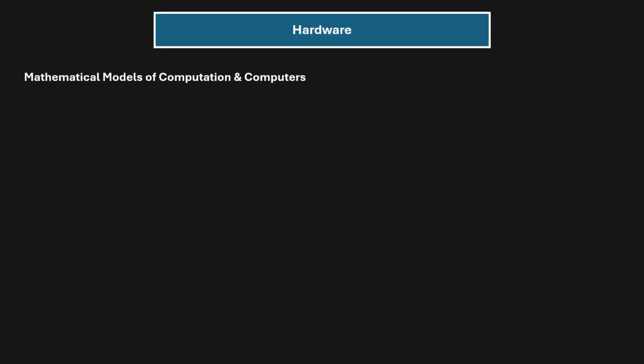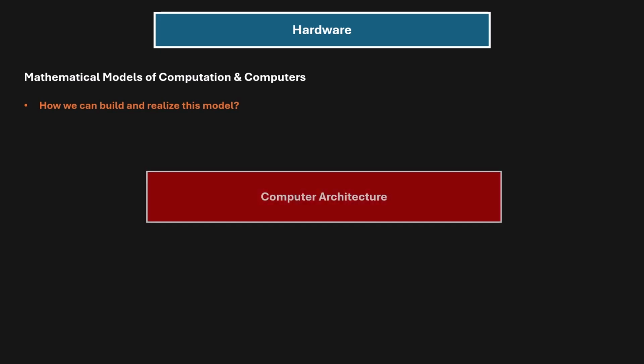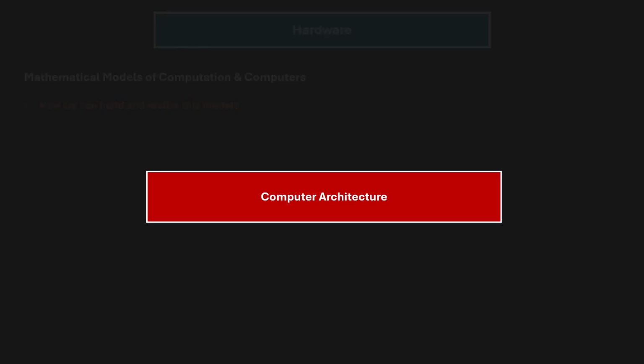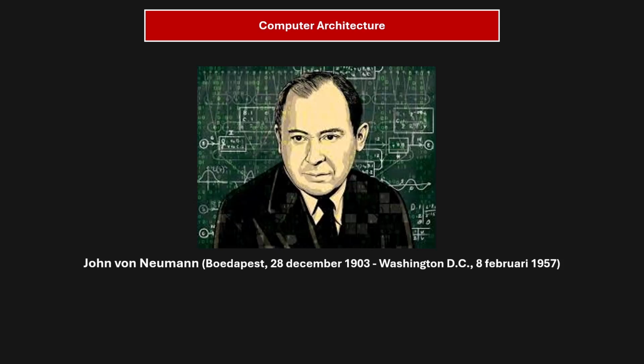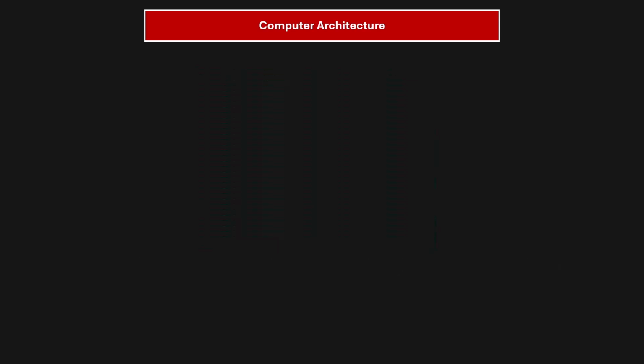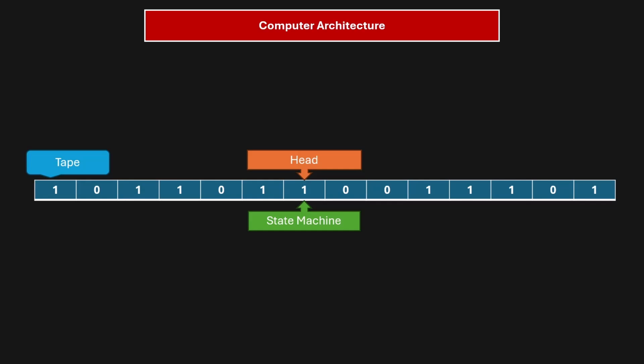Let's start with the hardware and briefly review some of its details. In this section, the discussion is about the fact that we have a mathematical model of computation and computers. The question is how we can build and realize this model. To do that, we needed an architecture for building computers, which is where the field of computer architecture comes into play. In 1945, John von Neumann proposed an architecture that is still used today in the construction of modern computers. This architecture is based on the idea that we have a Turing machine.